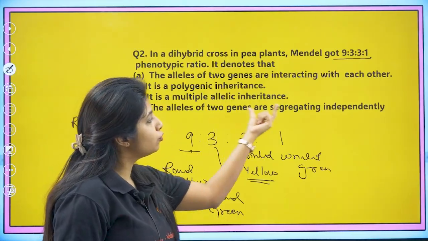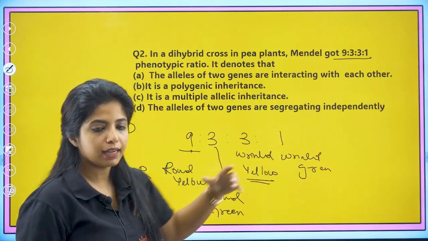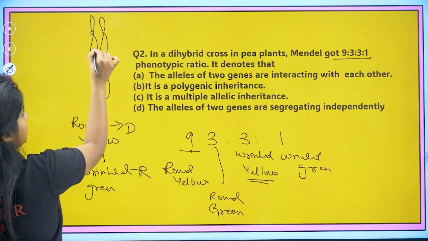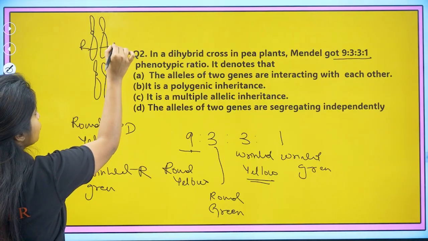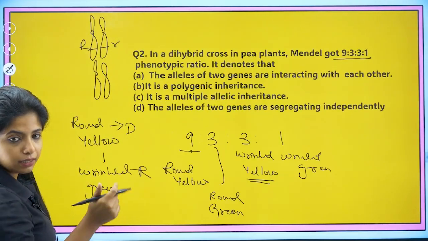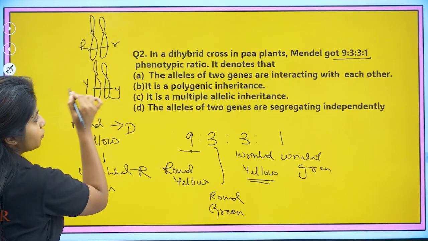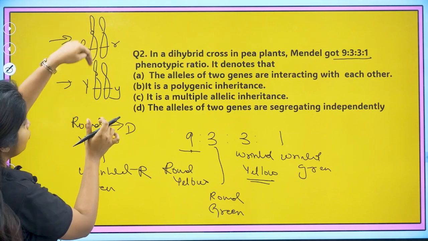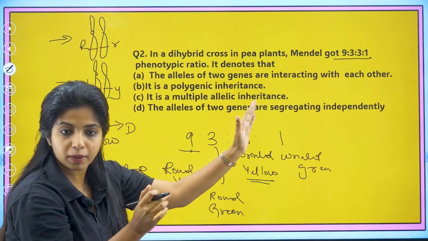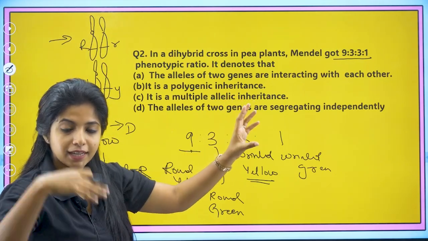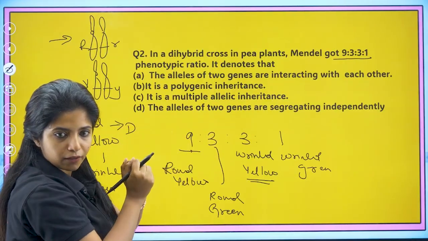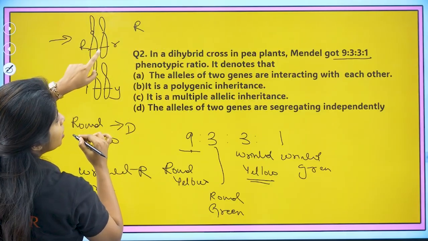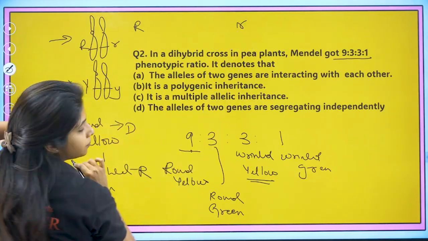Because the alleles of two genes are segregating independently. Didn't understand? I'll tell you. So over here, suppose this is capital R for round and this is small r for wrinkled, and over here it is for yellow and this is for green. Every parent will have a chromosome pair. Out of these chromosome pair, only one chromosome would be coming in a gamete from one parent. Similarly, from another pair, only one would be coming in a gamete. Now from this pair, either capital R can go or small r can go, right?